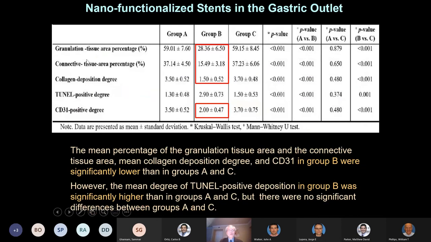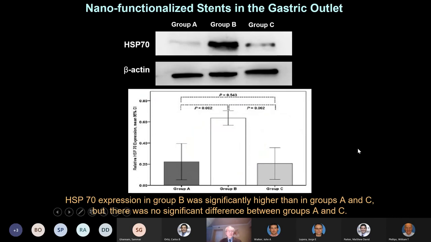The mean percentage of granulation tissue area and connective tissue area and mean collagen deposition degrees and CD31 positive degree in group B were significantly lower than in groups A and C, but there were no significant differences between group A and C. Heat shock protein 70 expression was significantly higher in group B than in group A and C. You can see this is again the control group and significantly higher expression in group B.